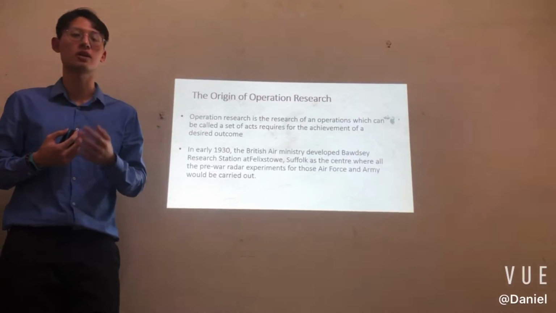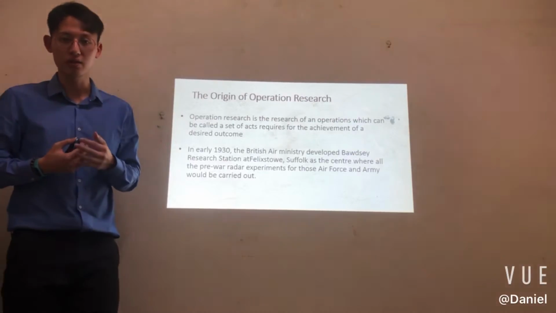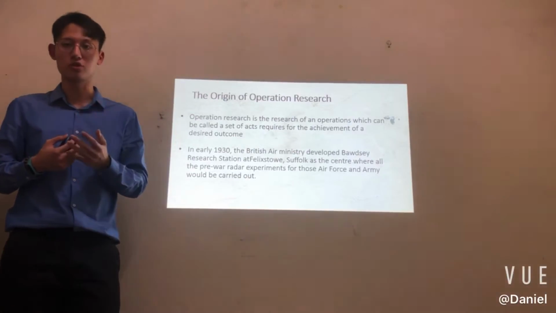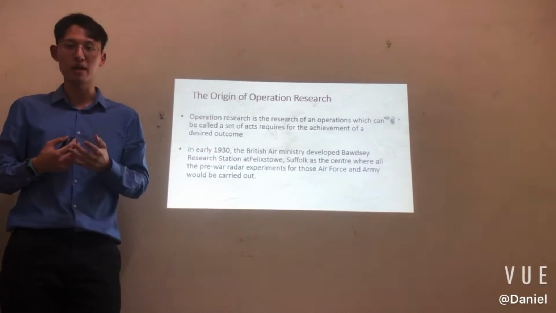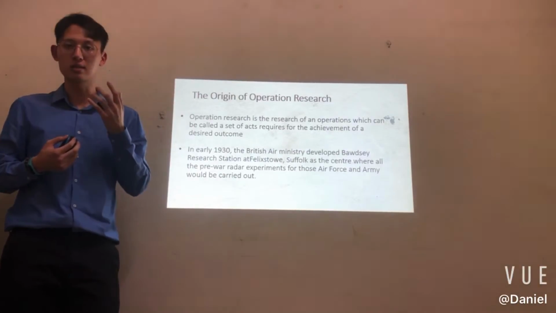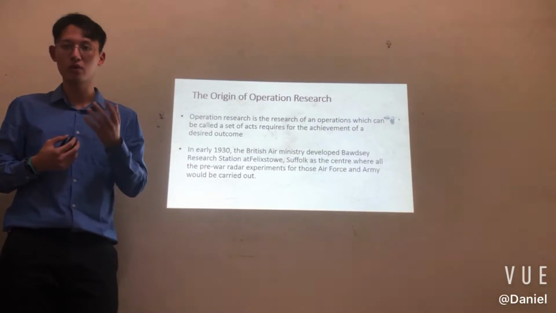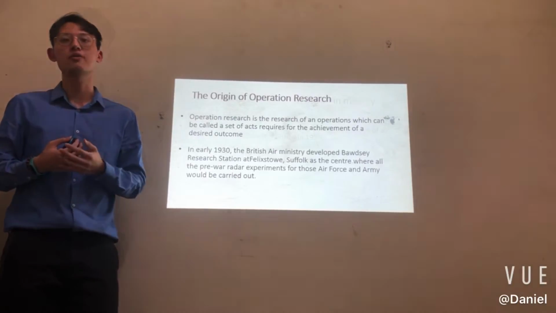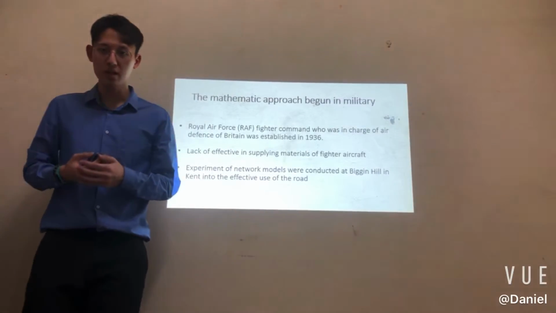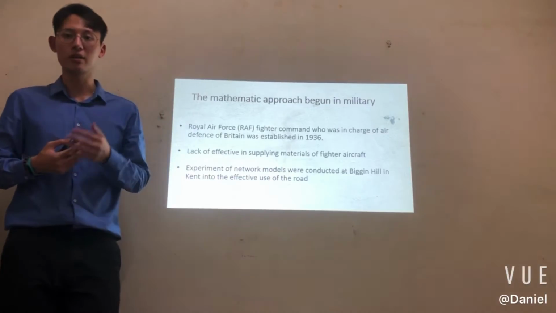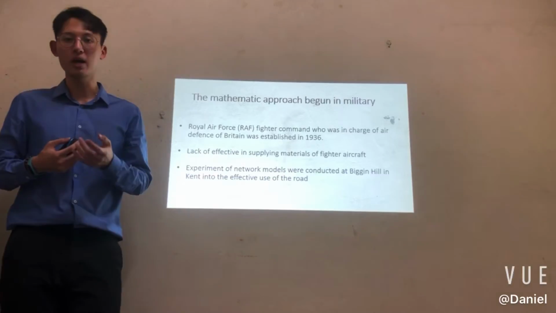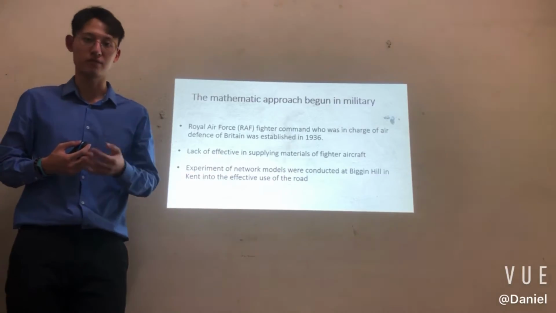of a desired outcome. In early 1930, the British Air Ministry developed Bawdsey Research Station, nearby Felixstowe, Suffolk, as the center where all the pre-war radar experiments for the Air Force and Army were carried out. The mathematical approach began in the military in 1936. However, it was lacking in effectiveness in supplying material for fighter aircraft.